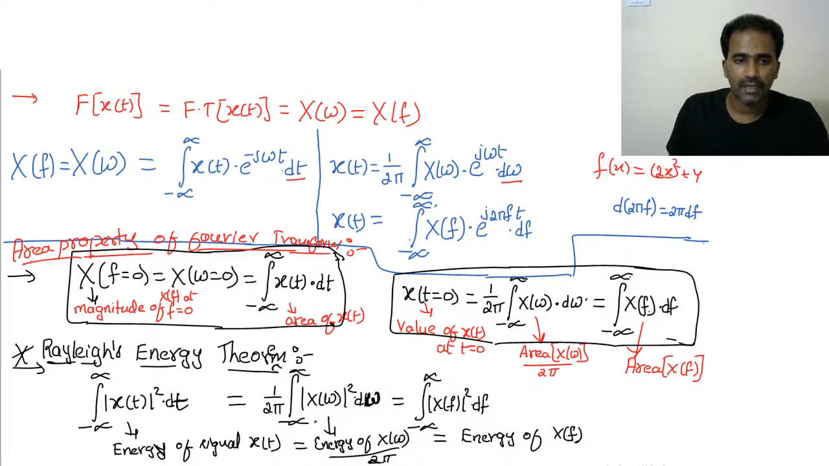Okay, right, very good. So now we have discussed two things specifically: the area property and Rayleigh's energy theorem. Inside the area property, there are internally two properties: area in time domain and area in frequency domain. So area in time domain, area in frequency domain, energy in time domain, energy in frequency domain. We know the relations between them.